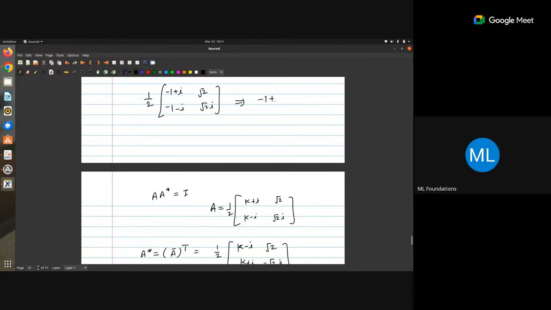Okay, minus 1 plus i. So okay, how to do this? So is minus u transpose v equal to 0, right? Yeah. So it's minus 1 plus i, minus 1 minus i, divided by 2, and root 2 divided by 2 is 1 by root 2, 1 upon root 2 i. It should give me 0.